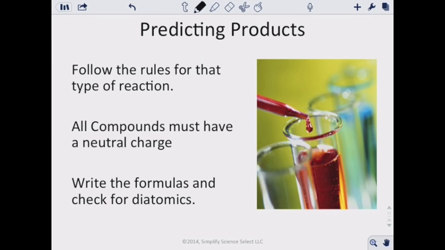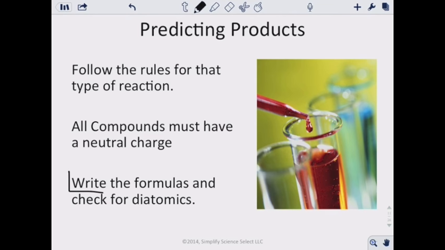So in a synthesis reaction, we know that it's an element plus an element produces a compound. And so we follow the rules for that. In making a compound, you have to do crisscross if it's ionic. And we have to follow those types of rules. Now, all compounds must have a neutral charge, meaning we're not going to produce a polyatomic ion. And remember, write the formulas and check for diatomic.